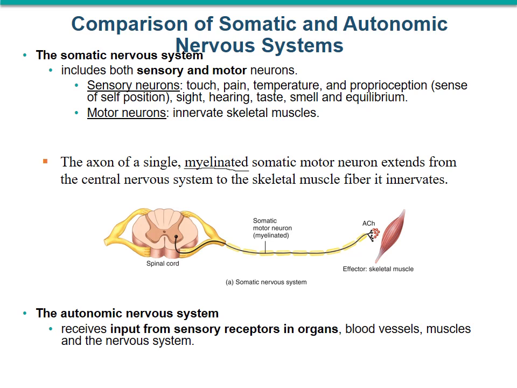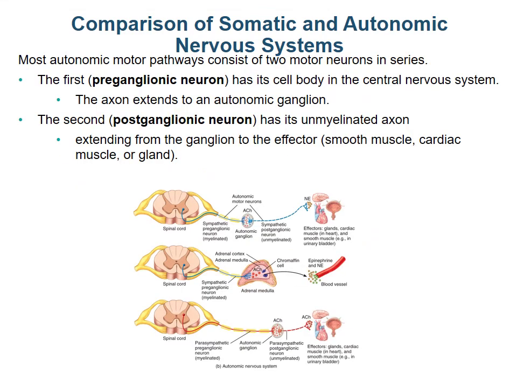As compared to the somatic nervous system, we have the autonomic nervous system. The autonomic nervous system is all about input from organs, blood vessels, smooth muscle cells, all of those things that are not under voluntary control. Most autonomic motor pathways are a little bit different than the somatic motor pathways. Remember, we talked about a somatic motor neuron being one single neuron that goes all the way from the spinal cord out to its muscle. Autonomic motor pathways actually consist of two different motor neurons that are connected to each other.